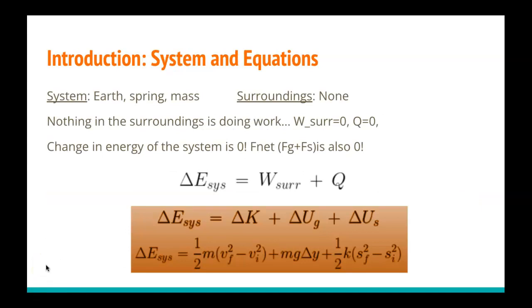Because nothing in the surroundings is doing work, the work of the surroundings is equal to 0, and also it should be noted that Q is equal to 0. The change in energy of the system is then therefore equal to 0 based on the equation shown. It should also be noted that F net is also equal to 0, where F net here is the gravitational force plus the spring force.